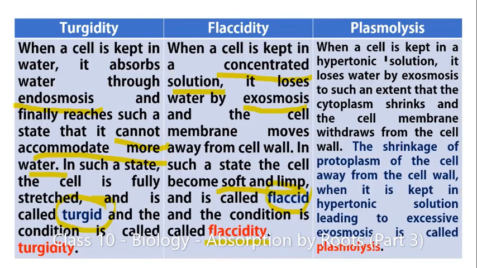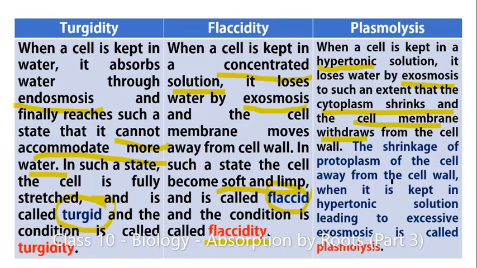Next is plasmolysis. Now, if you put a cell in a hypertonic solution, which is a very highly concentrated solution where it has minimum water, exosmosis will take place, no doubt. Water will go on coming out from the cell by exosmosis. The cell will start losing water continuously. And what will happen? So much water will be lost that the cytoplasm inside the cell will shrink. The cell membrane also will withdraw from the cell wall.